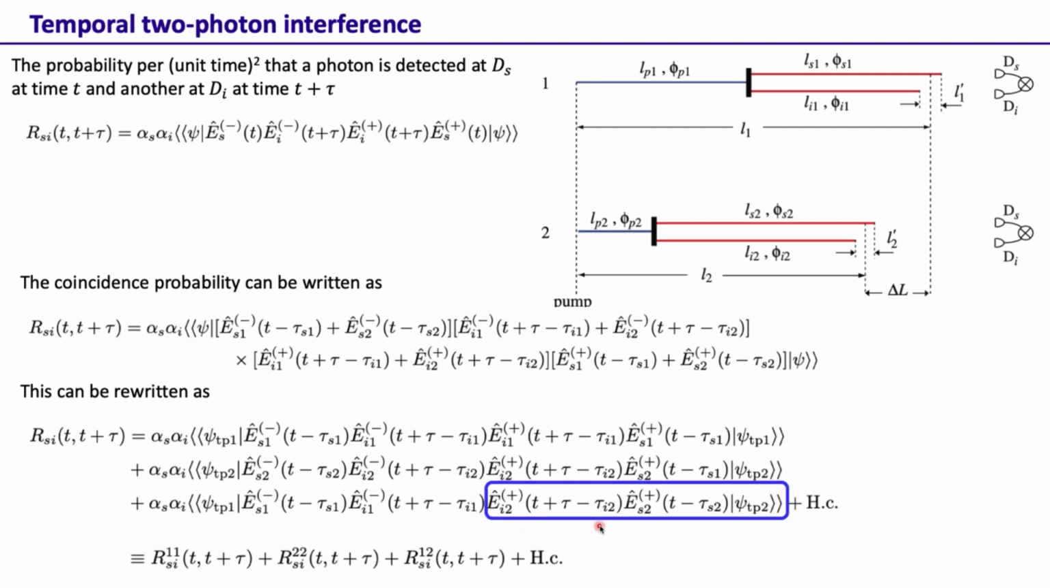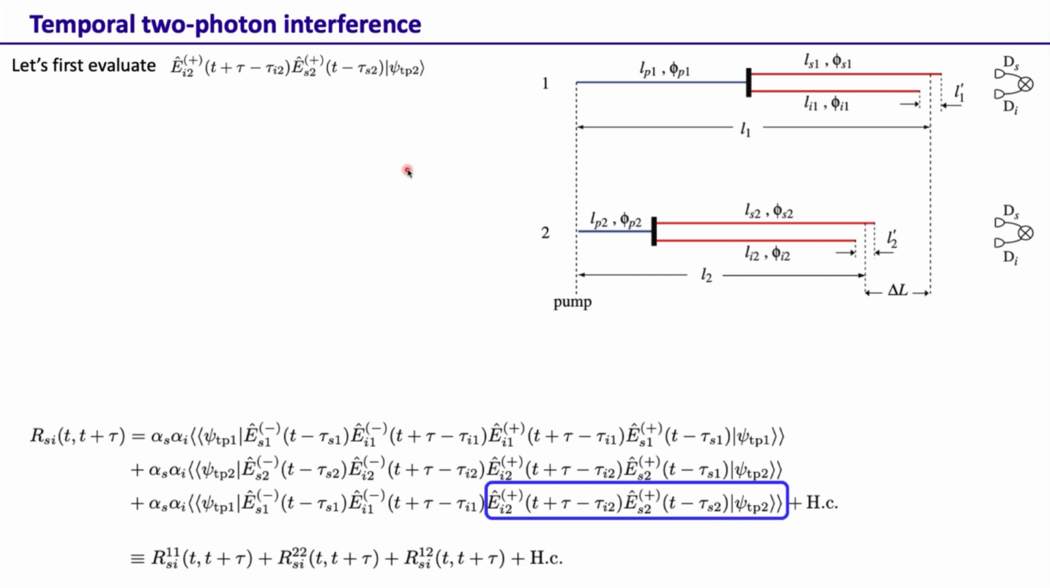Once we have this quantity, we can calculate this other quantity by just taking the adjoint and changing the index from 2 to 1. Similarly, we can calculate all the other quantities as well. So let's just calculate this quantity first. This is what we want to calculate.